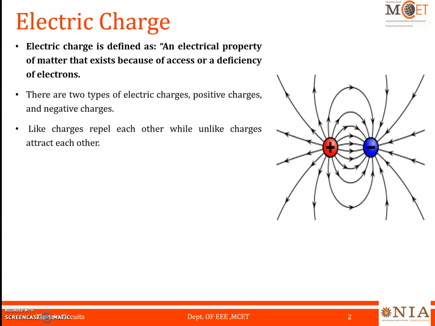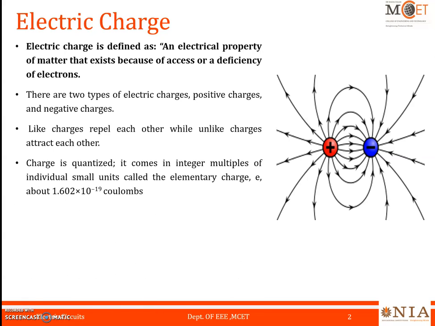And we know that like charges repel each other and unlike charges attract each other. That means if you have two positive charges, they will repel each other. If you have a positive and a negative charge, they will attract each other. And here the electric charge may be quantized.